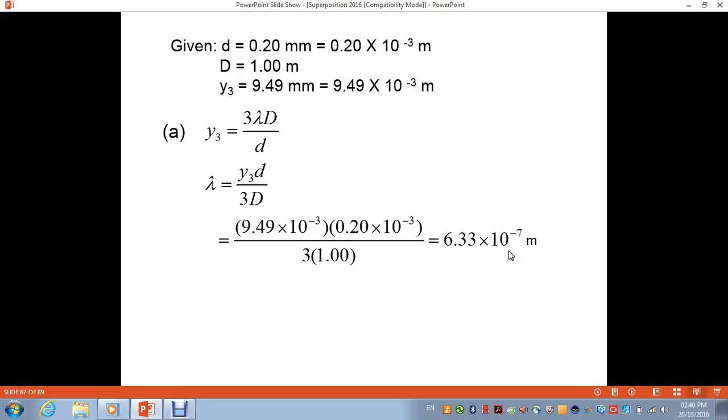The wavelength of visible light is in the range from about 4.5 to 7.5 times 10 to the power minus 7 meters, or about 450 to 750 nanometers. So if you get an answer within the range of visible light, you can be quite sure that you didn't make any mistake in the calculation.